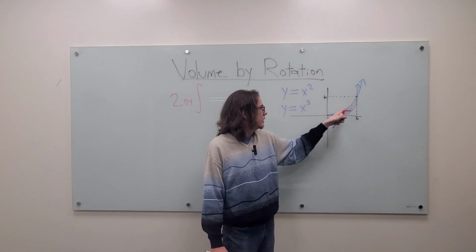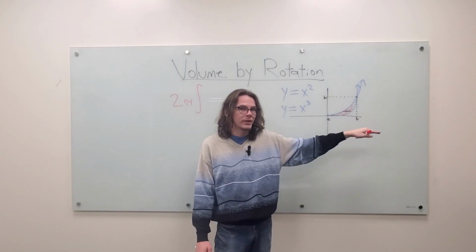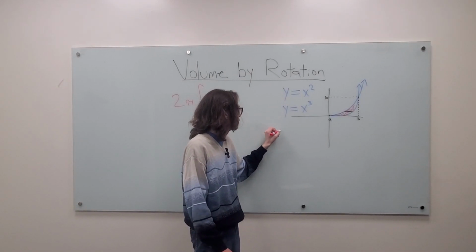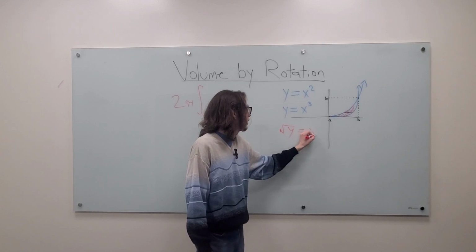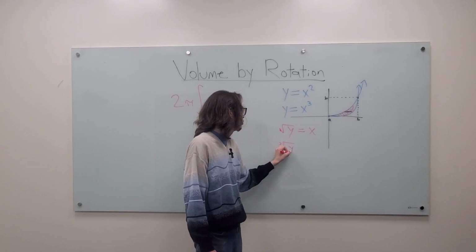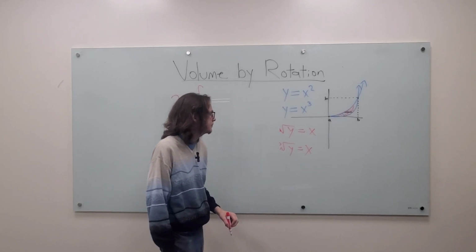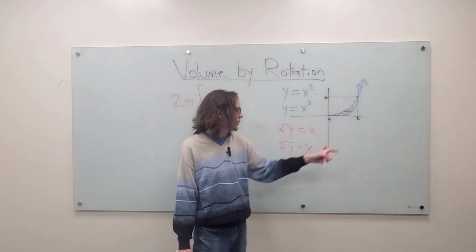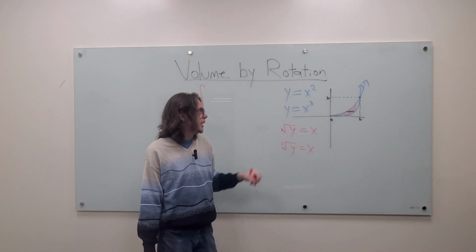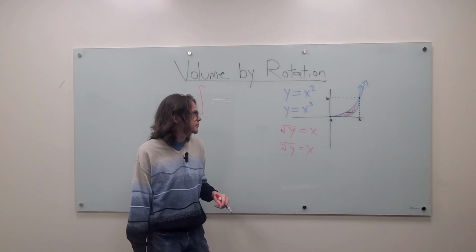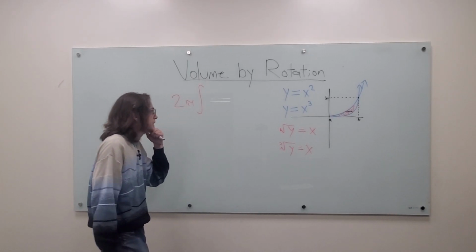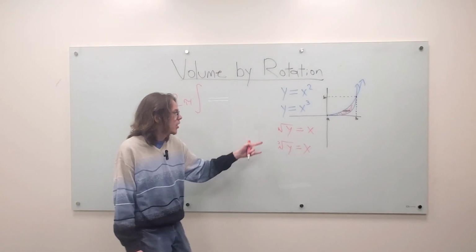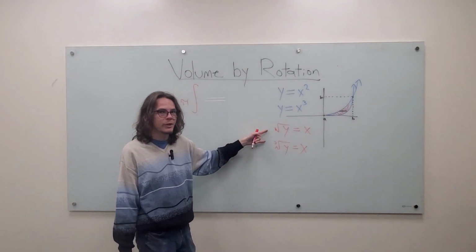Because remember, it's the difference in x value between them, meaning we once again need these functions in terms of y. So once again, root y equals x and cube root y equals x. And because it's the difference between them, then it's going to be cube root y minus square root y. And now we also need to think, because once again our formula is 2 pi times the radius times the height. Our height, once again, the difference between these two values.